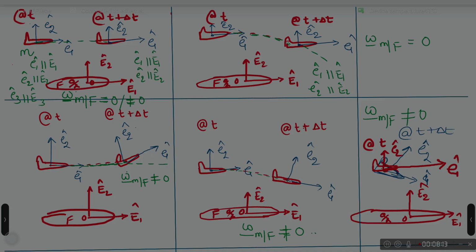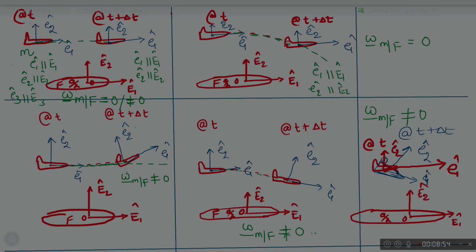On this slide, I have presented a few more examples to consolidate our understanding of the situations in which this omega mf vector, the angular velocity vector of m with respect to f, will be 0 and in which case it will not be 0. At least this much understanding we want to extract using this slide.